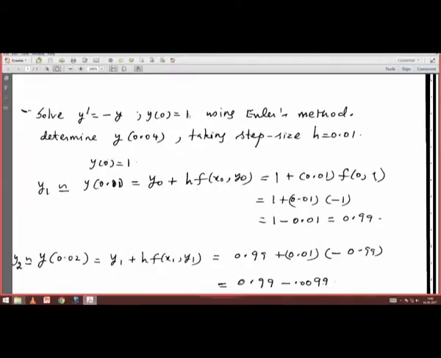So, y of 0 is given to be 1. What is y1? It is y of 0 plus h into f of x naught y naught. So, it is y naught which is 1, h is 0.01 into f of x naught, which is 0, and y naught is 1. So, I substitute for f of x naught y naught as f of 0 comma 1, and what is its value? F of x naught comma y naught is minus y naught, because f of x comma y is minus y. So, it is minus 1. So, I substitute here and then simplify, and I end up with the value of y at 0.01 as 0.99.